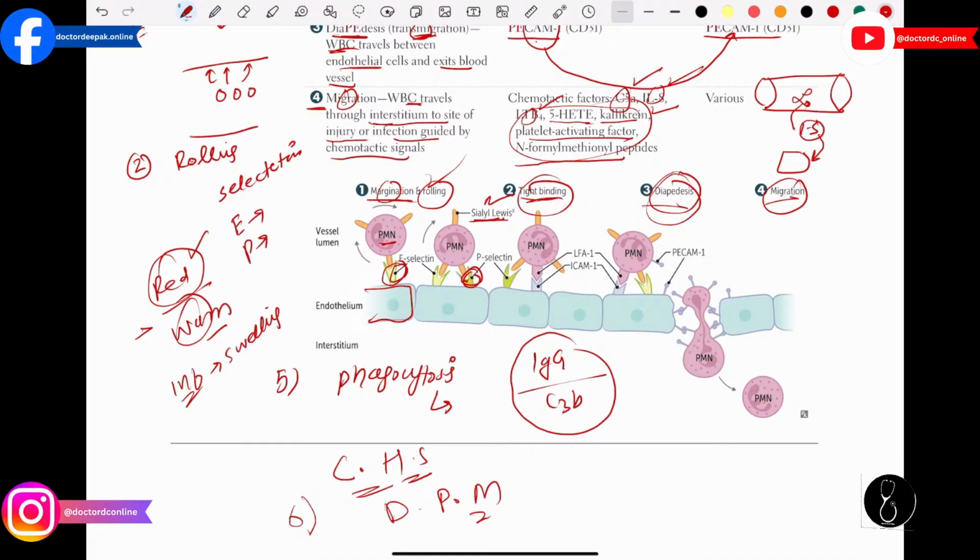Then they can ask you in the exam, what are the mediators that are going to produce pain, which is also called dolor. Bradykinin and prostaglandin E2 are going to produce the pain. So these are the important points which you have to remember. Then after that fever is also very important. They can ask you what kind of prostaglandin is going to produce the fever. Prostaglandin E2 raises the temperature set point in the hypothalamus. That's why we have fever in case of inflammation. So these are the important points in the case of inflammation.